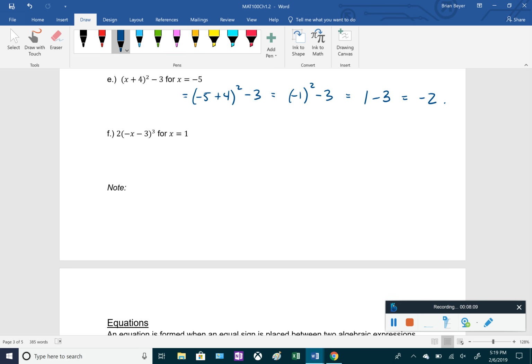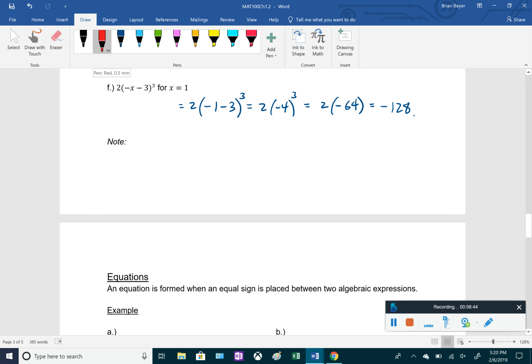Last one here, 2 times (negative x minus 3) cubed when x is equal to 1. So that's going to be 2 times (negative 1 minus 3) cubed. Negative 1 minus 3 is negative 4. Negative 4 cubed, negative 4 times negative 4 times negative 4, is going to be negative 64. We knew it was going to be negative because a negative to an odd power is negative. 2 times negative 64, negative 128.